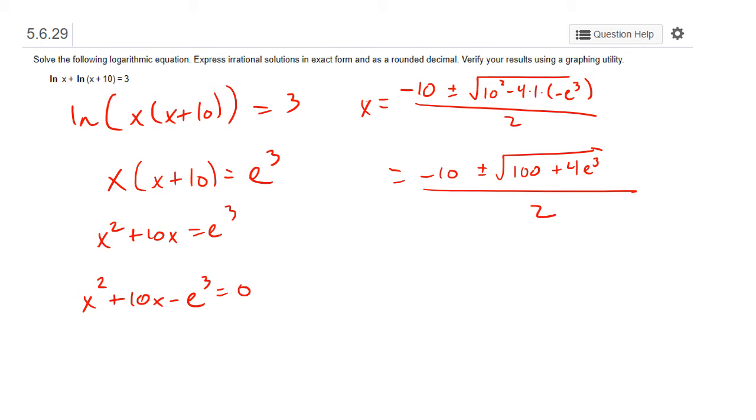Now, there is our pair of solutions. However, we have two numbers here: negative 10 plus the square root of 100 plus 4e cubed over 2, and negative 10 minus the square root of the same thing.